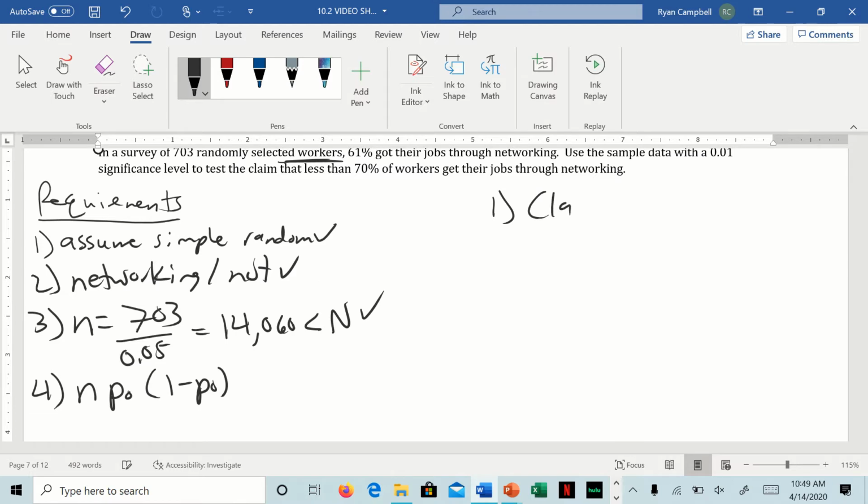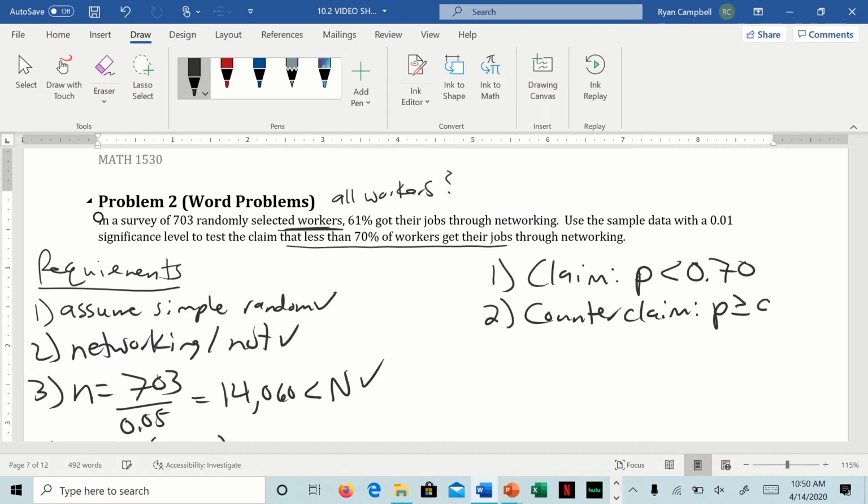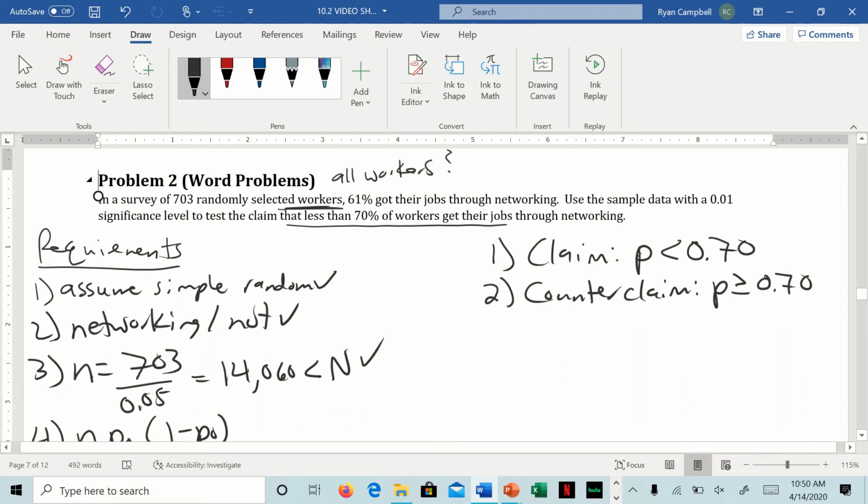Step 1, claim. So the claim says that less than 70% get theirs through networking. So this is a percentage, so we're going to use P, right? So P is less than 0.70. Counterclaim. If the claim is less than, then it's going to be greater than or equal to 0.70, right? Remember, you need the whole thing. You need the P, you need the less than, you need the 0.70. The whole thing is important.